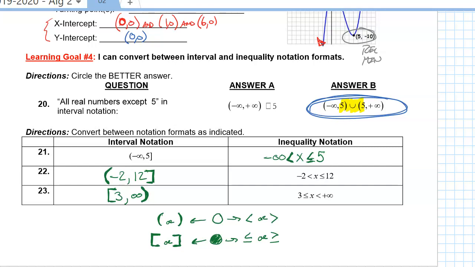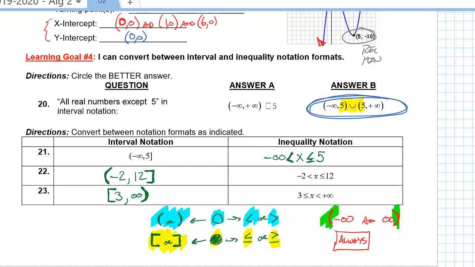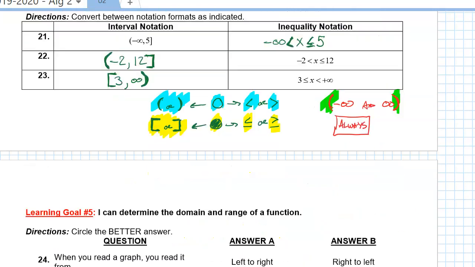The key idea is that open dots, from when we graph them, represent less than and greater than, which means in interval notation we use a soft bracket, which is in fact a parenthesis. With solid dots that we graphed, we use less than or equal to, greater than or equal to, which means we use a hard bracket when translating between those. Also remember that we always use soft brackets with positive and negative infinity.